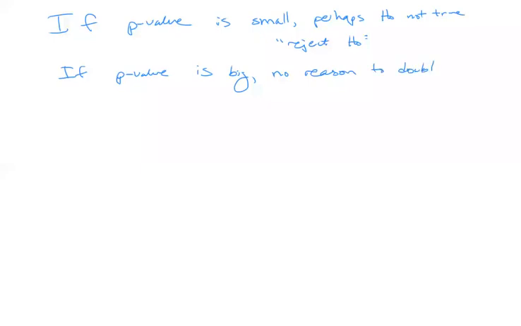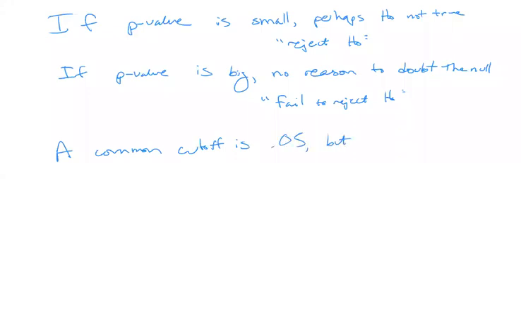Now that is not the same as knowing that the null is true, right? You saw in the previous case that we had big p-values because the sample size was really small, not because we were confirming that the null hypothesis was definitely true. So this does not mean that we prove the null, rather it means that we have no reason to doubt it. And sometimes people will say fail to reject the null. A common cutoff for accept versus reject is 0.05, but not for any reason.